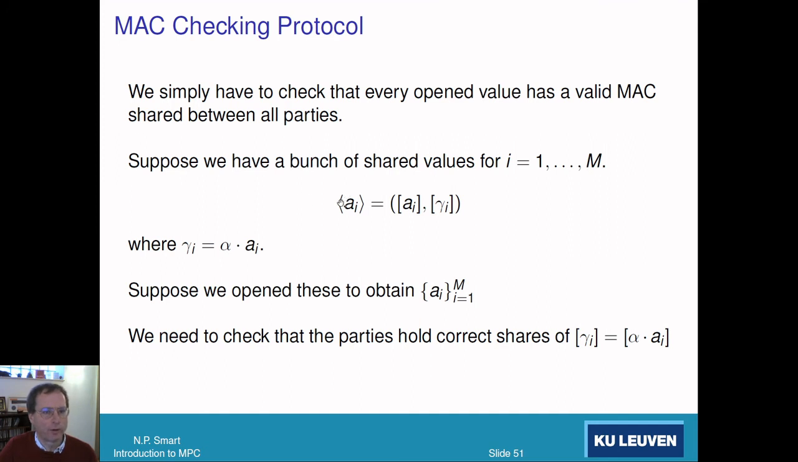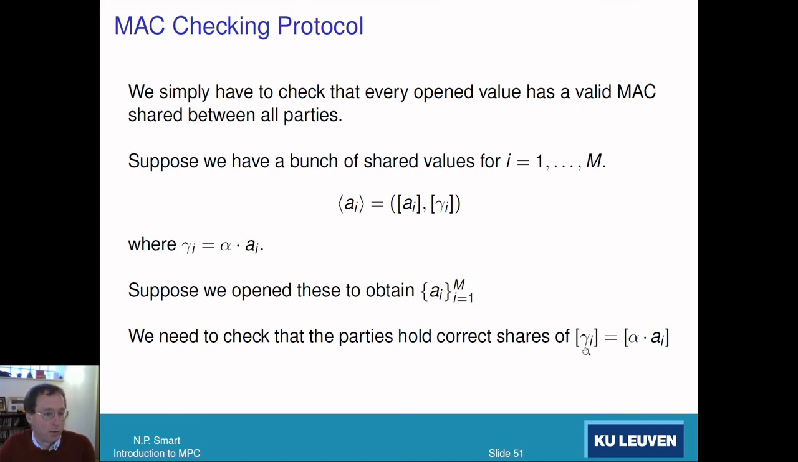So suppose we've got a bunch of secret shared values in our protocol, and we've ended up opening the square bracket sharings of the alpha i. So everybody knows the a_i's. What we want to do is check that these a_i values, and we've got m of them, a large number, are all consistent. So we want to check that every party holds a consistent set of sharings of the MACs.